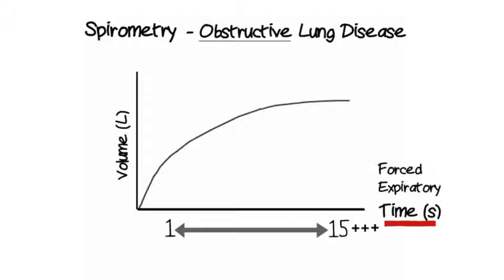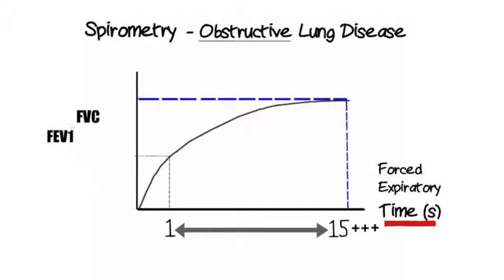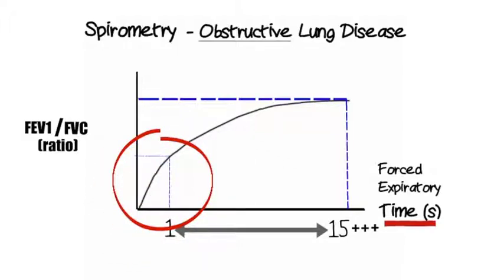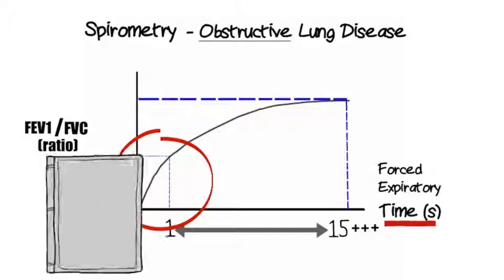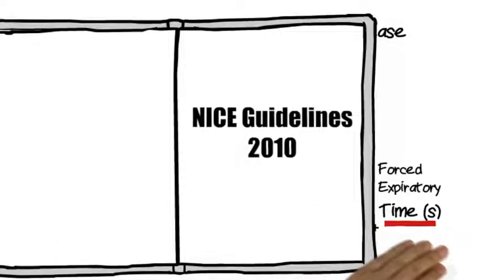To quantify the degree of airflow obstruction, we must mark and record the FEV1 value. The same must be done for the FVC. When dividing the FEV1 by the FVC, this gives us the FEV1 to FVC ratio. When assessing subjects with obstructive lung disease, the FEV1 is typically reduced. The magnitude of this reduction, usually as a percentage of the predicted value, defines the severity of airway disease.